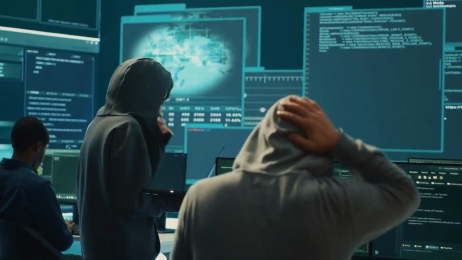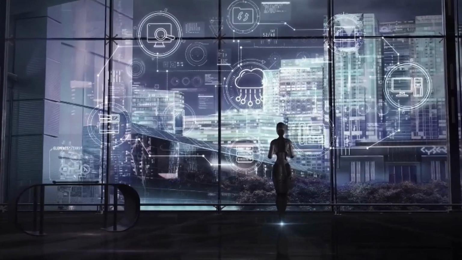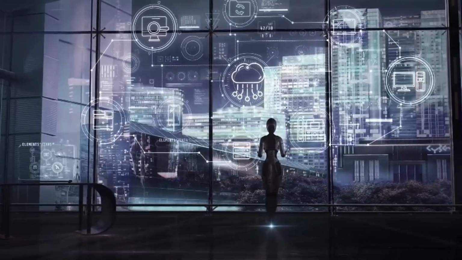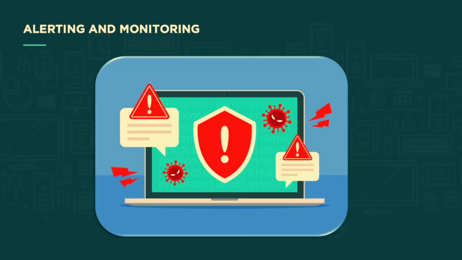Alerting and monitoring play a critical role in cybersecurity. Continuously monitoring systems and networks allows organizations to detect potential threats and breaches early. These monitoring systems trigger timely alerts, enabling security teams to take immediate action to isolate affected systems and implement recovery plans to protect crucial data.